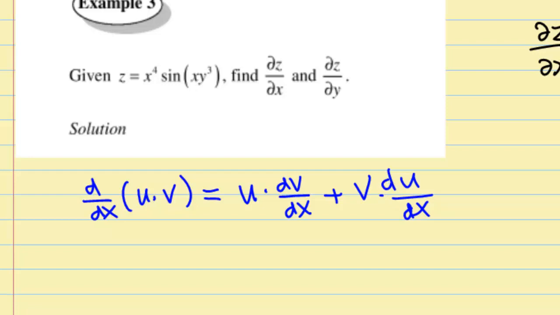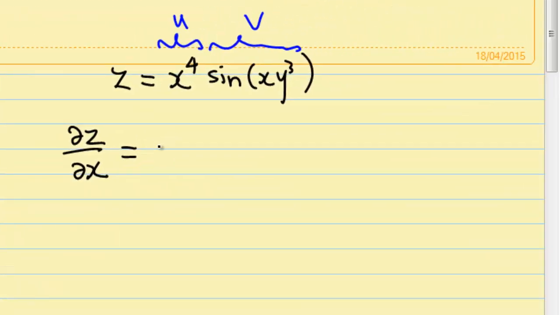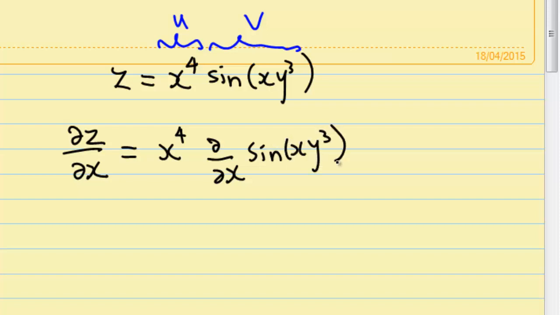Therefore, when you do partial differentiation of z with respect to x, keep the first term x power 4, differentiate the second term with respect to x, which is differentiate sine xy cubed with respect to x, then plus second term sine of xy cubed times differentiation of x power 4 with respect to x.